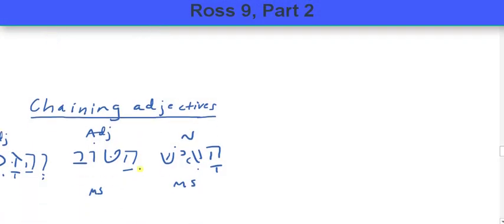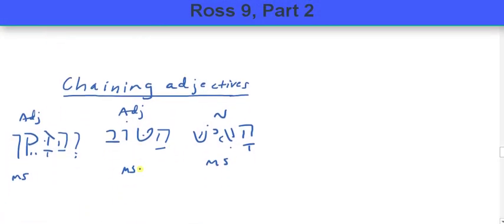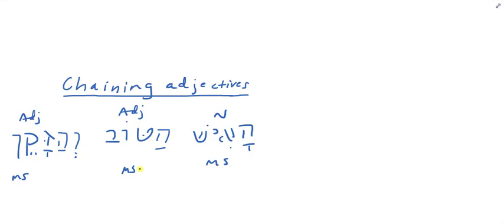Now, let's talk about chaining together adjectives. What we've learned how to do so far is to say things like a good man or the good man. The man is good. But what if I want to give multiple qualities to a noun? I don't want to just say a good man, but maybe a good and godly man. Or if I want to say something like the women are holy and happy. Okay? How do I do that?